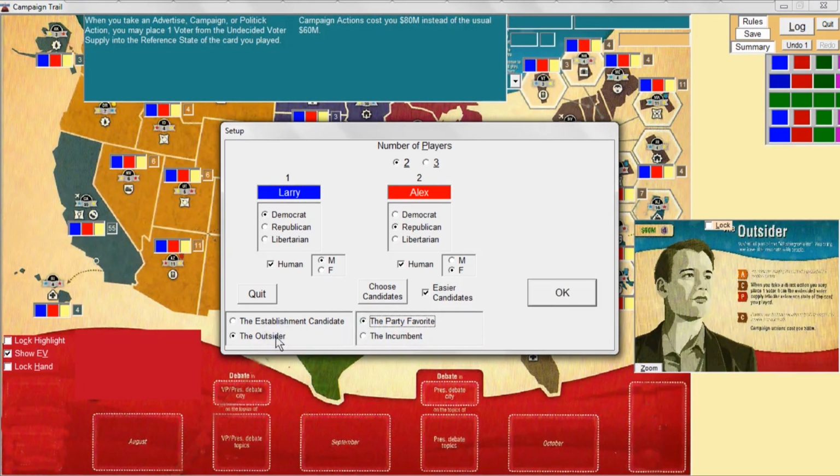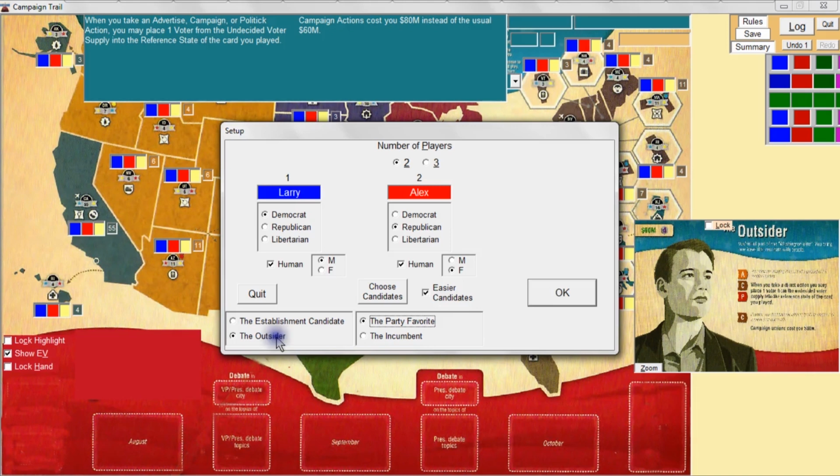So the outsider, my advantage is that when I take an advertise, campaign, or Politick action, I get to place one voter from the undecided voter supply. That's the main supply. Think of it in those terms. Into the reference state of the card that I've played. But my disadvantage is that my campaign actions cost me $80 million instead of the usual $60 million.